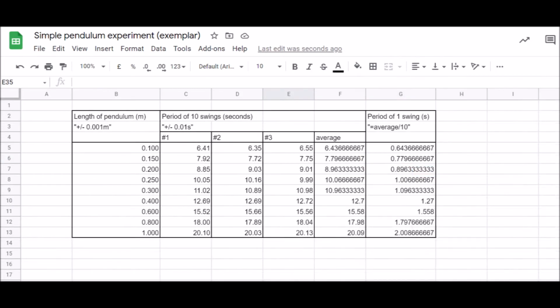So we do the experiment and there are some results. You can see I didn't go up in even steps. I started at 0.1 and worked my way up to 1 metre, but my results were grouped closer together at first and then they spread out further and further as I went higher and higher. And you can see that the spreadsheet has done its job. It's calculated all my averages and period of one swing for me.